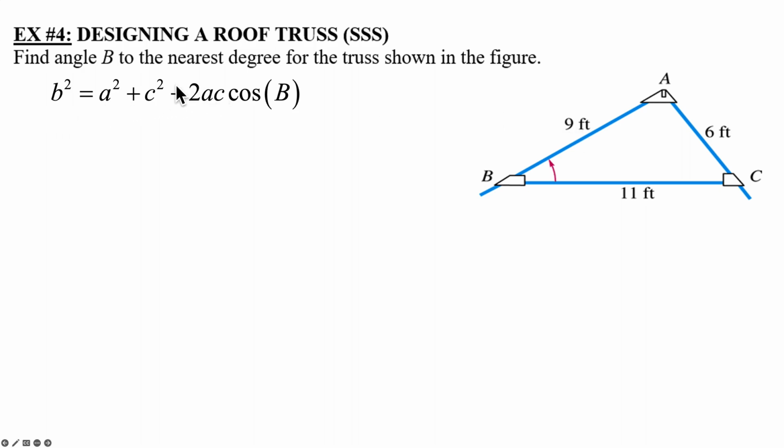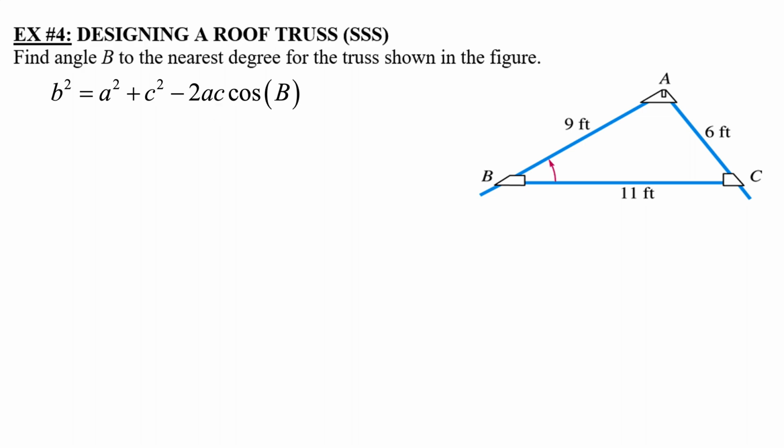And again, I don't have those alternative formulas to solve for the angles memorized. So just start with your formula for the law of cosines. We're looking for angle B, so B is in the cosine. That means B squared is over here. A squared plus C squared minus 2AC. A squared, C squared on the same side. Same thing here, multiplied by 2.